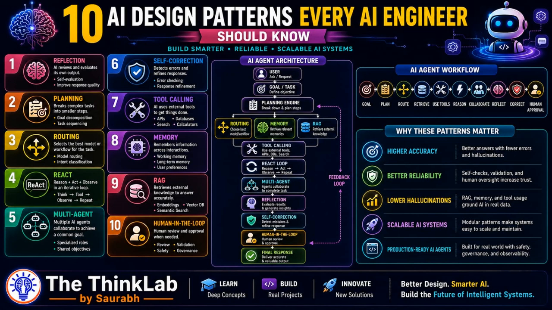Now we are going to discuss pattern 10, human in the loop. Our final pattern is human in the loop. Some decisions are too important to leave entirely to AI, for example medical diagnosis, financial approval, legal decisions, or any similar situation. So AI generates the recommendation, but a human reviews and approves it before action is taken. This improves safety, governance, and accountability, right? Human oversight remains essential for many real world applications.